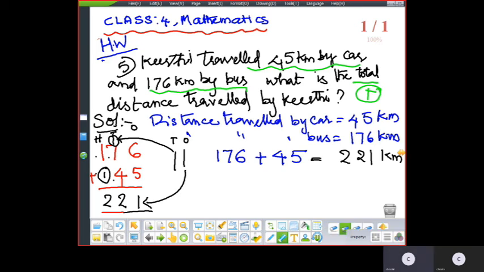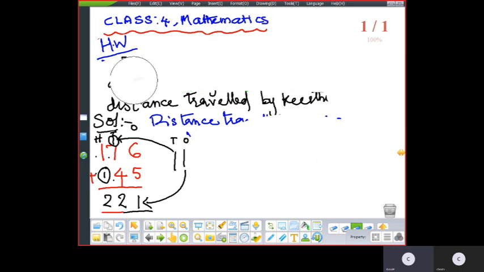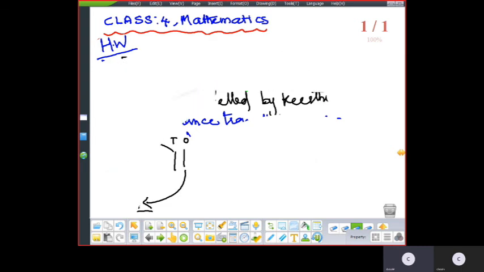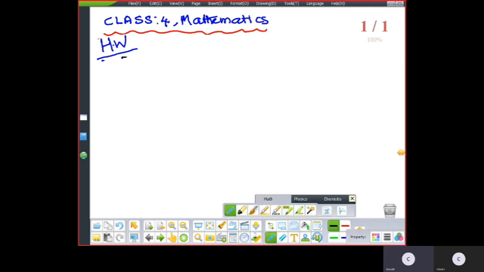So one problem I'll give you to solve. Okay, children? 5 problems I did, 1 problem I'm giving you. It is only meant to help you understand both the word problem as well as the normal addition and subtraction. Okay, so 6-1.